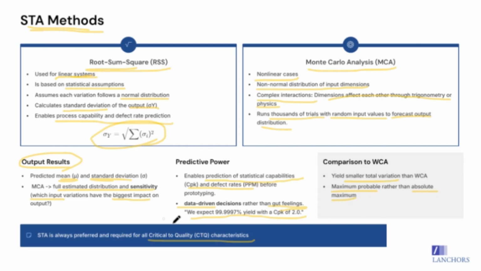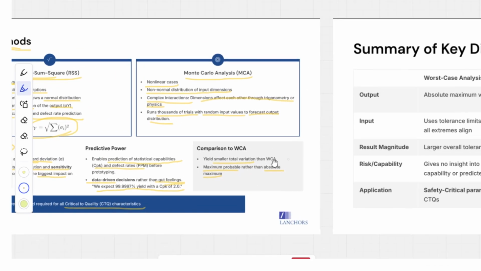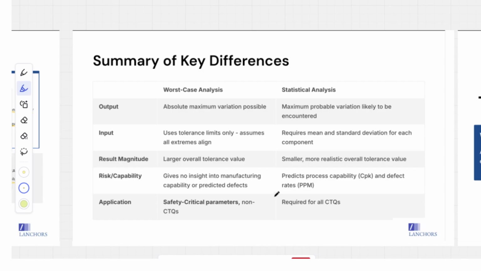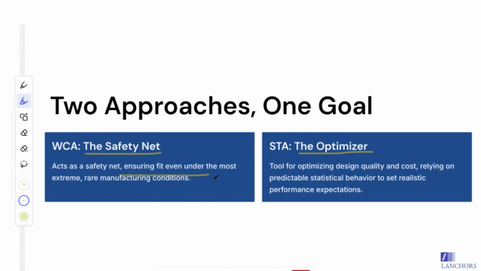The use case of statistical tolerance analysis is for all critical to quality characteristics. So if you have identified a few key critical to quality dimensions or features in your product that you have to control and monitor, then you should definitely use a statistical method rather than a worst case method. Also, the key use case is the optimization of your design. The goal is to have a smart design that fits with an acceptable confidence level, and you also don't want to compromise on safety.